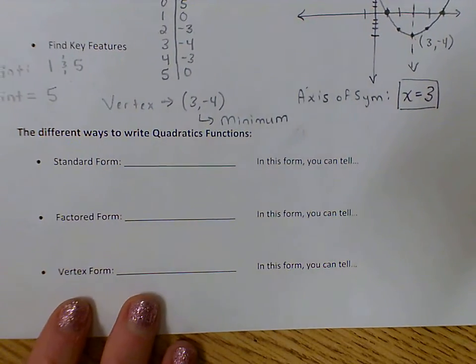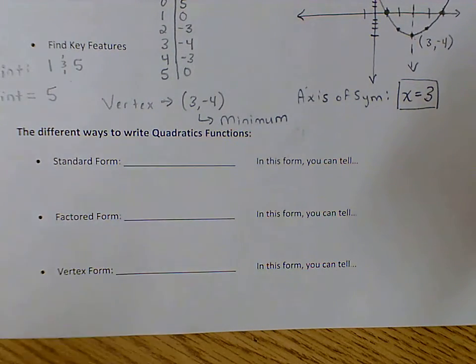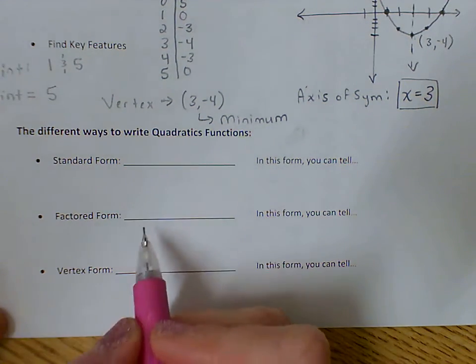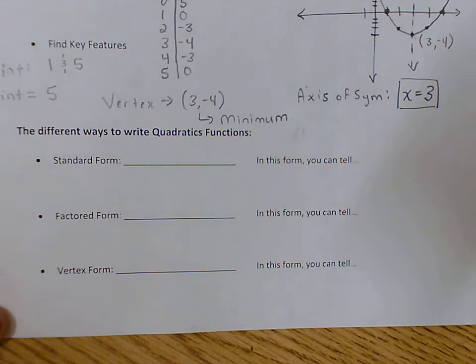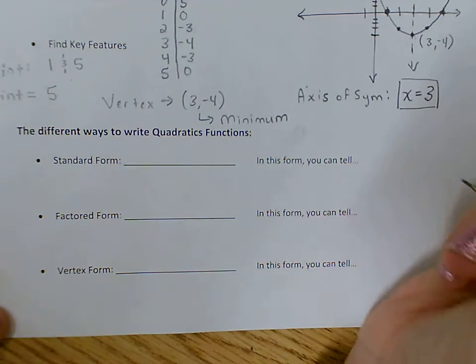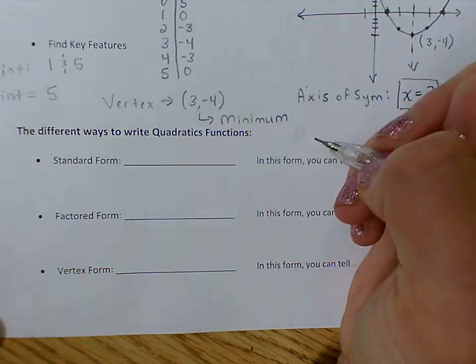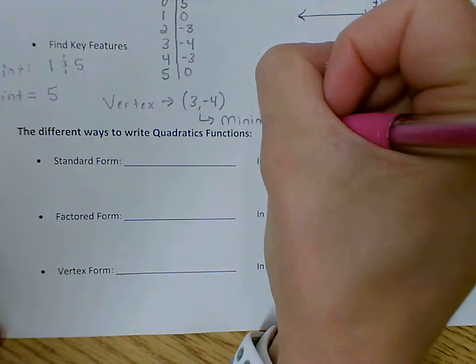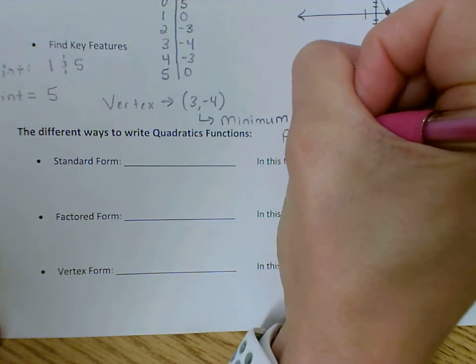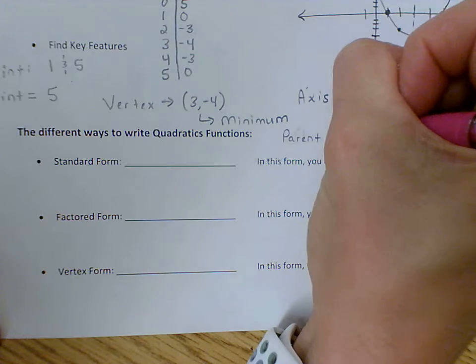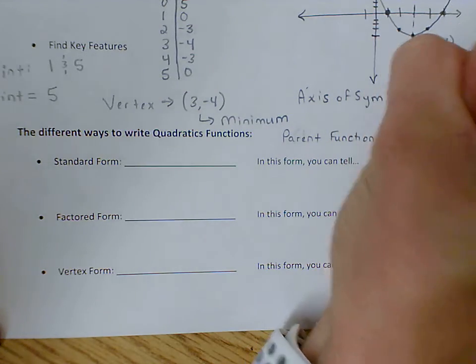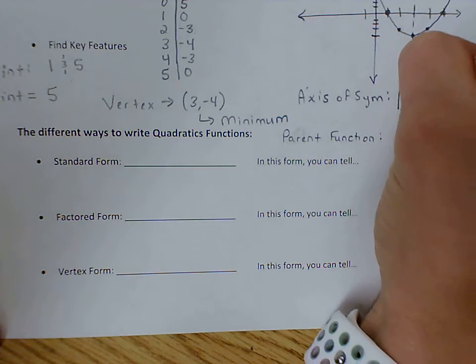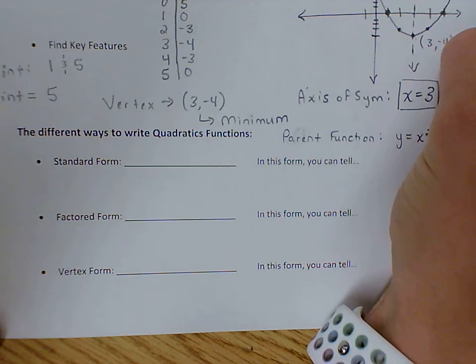Now we're going to talk about the different ways to write the equation of a quadratic function. Before we get into the different forms of a quadratic function, we're going to talk about the most basic that a quadratic function gets, which is called the parent function. The most basic that a quadratic function can get is y equals x squared.